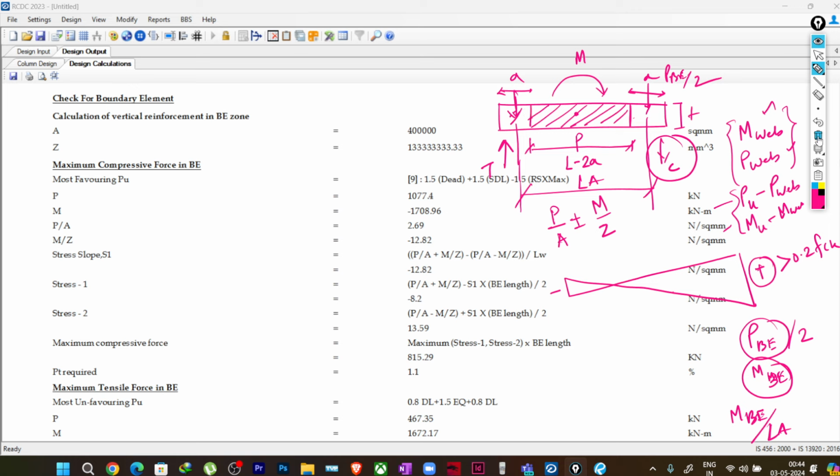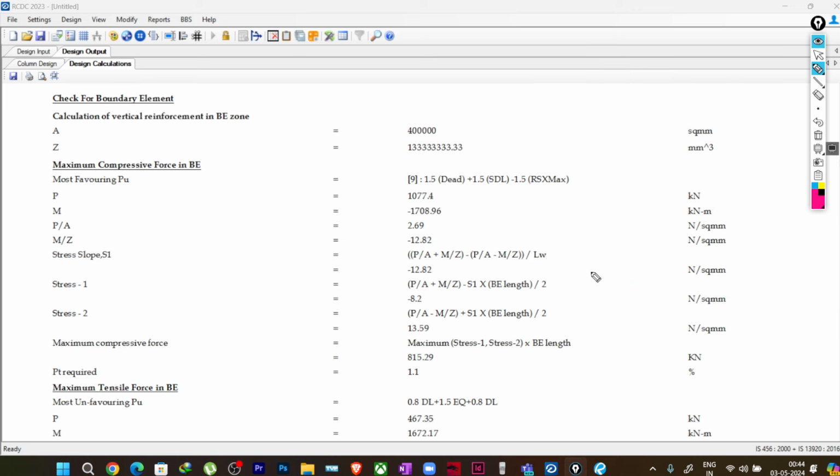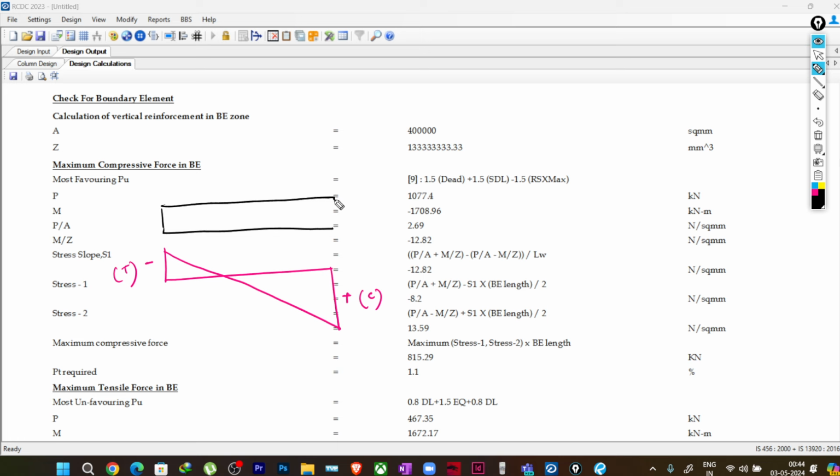But RCDC has a different approach. So suppose I have a net stress distribution like this over the length of the boundary element. Okay, so this is my positive stress, this is my negative stress, I mean this is tension and this is compression. I'm talking about the net stress distribution. And if I draw the wall, suppose the wall is something like this.